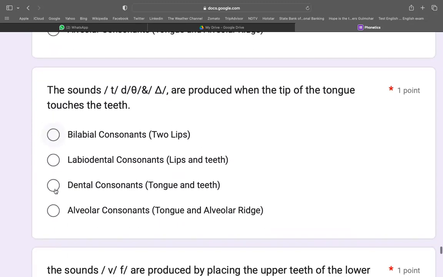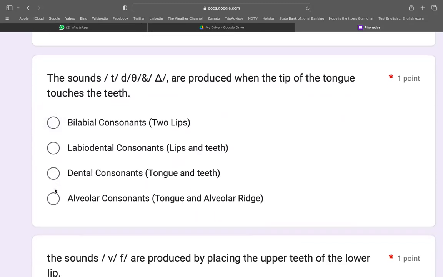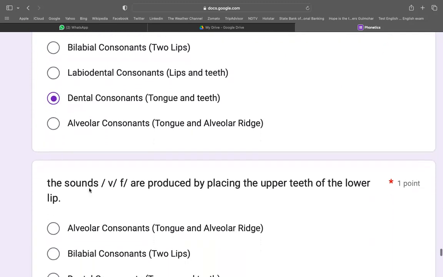Next, the sounds t, d, th, and dh are produced when the tip of the tongue touches the teeth. Tip of the tongue touches the teeth. So obviously it is called a dental consonant, tongue and teeth, yes.